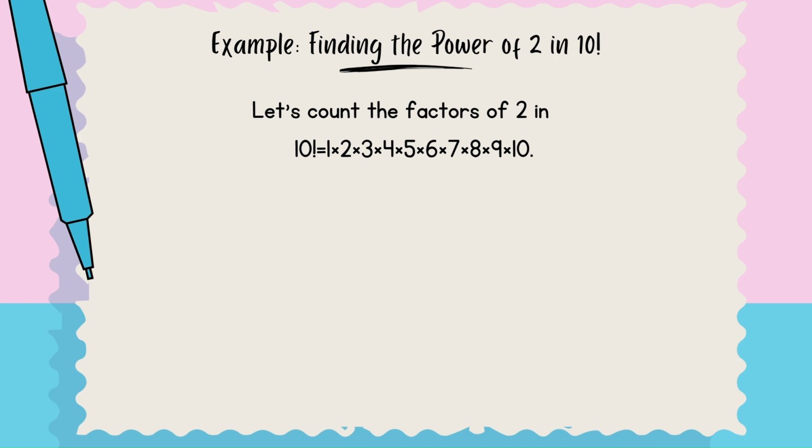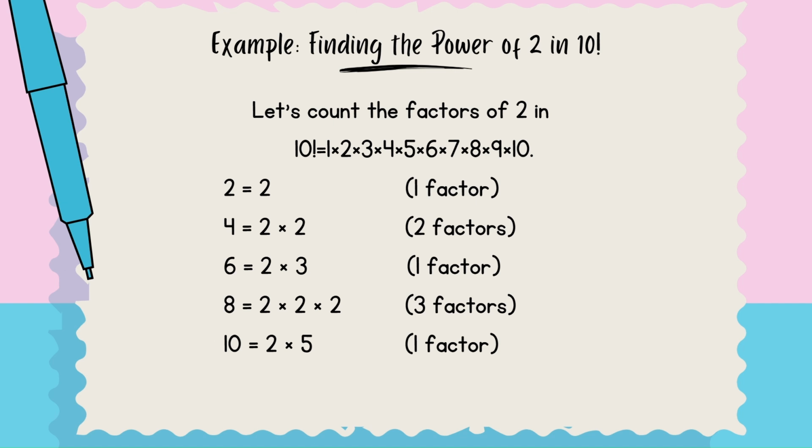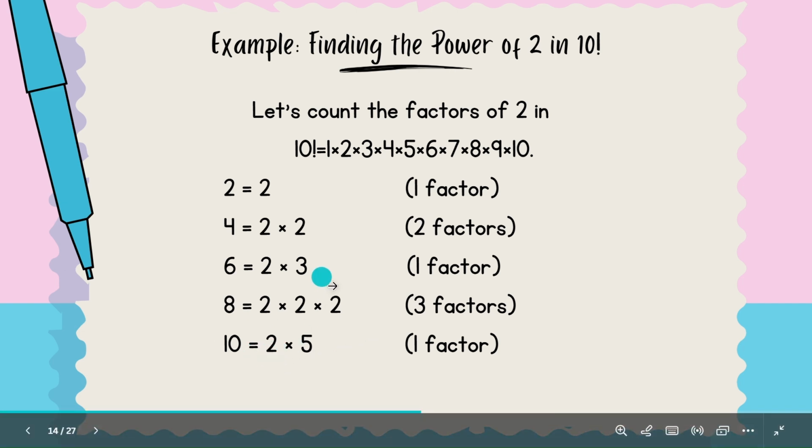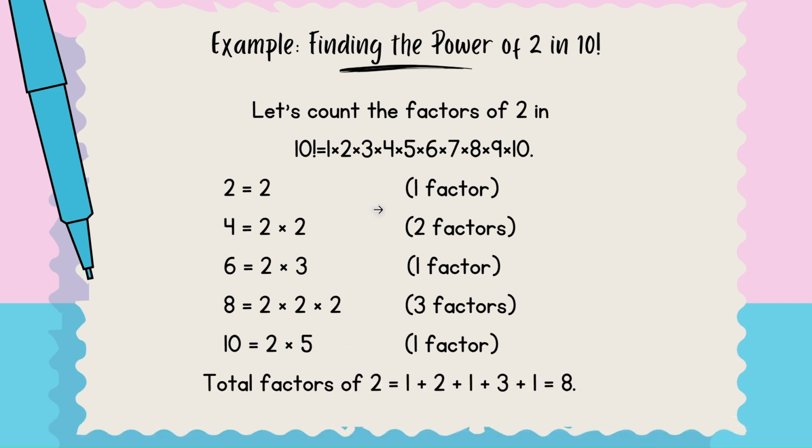So next we will find the power of 2 in 10 factorial. We are taking the smallest example to understand the situation. So let's count the factors of 2 in 10 factorial. What is 10 factorial? 1 multiplied by 2 multiplied by 3 till 10. Now 2 has one factor, 4 has two factors, 6 has only one factor of 2, 8 has 3 factors of 2, and 10 has only one factor of 2. So the total number of factors of 2 in 10 factorial is 8.